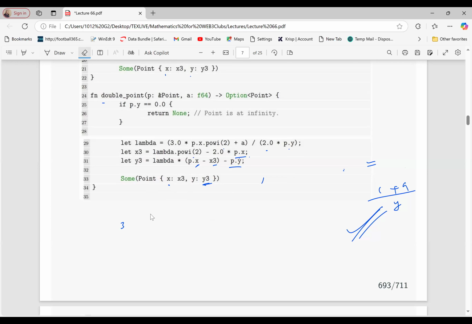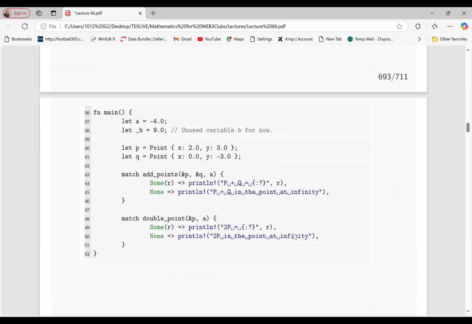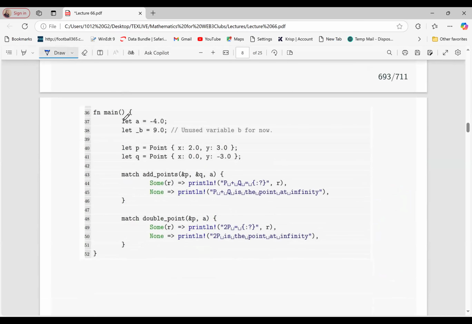So this program is able to give you the sum of 2 points. And those 2 points must be on the curve. But if they're not on the curve, then it will tell you that those points are not on the curve. It cannot add them.